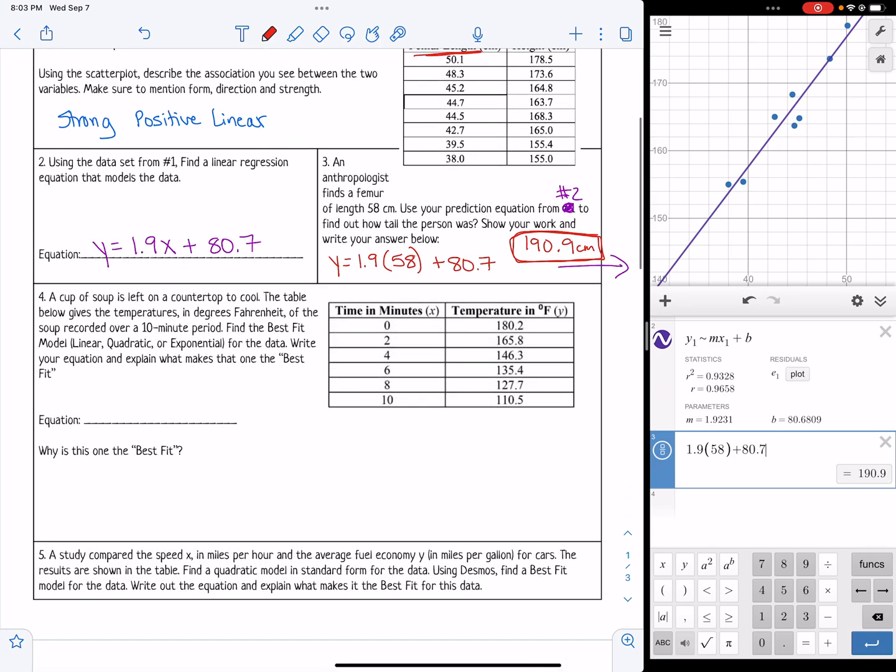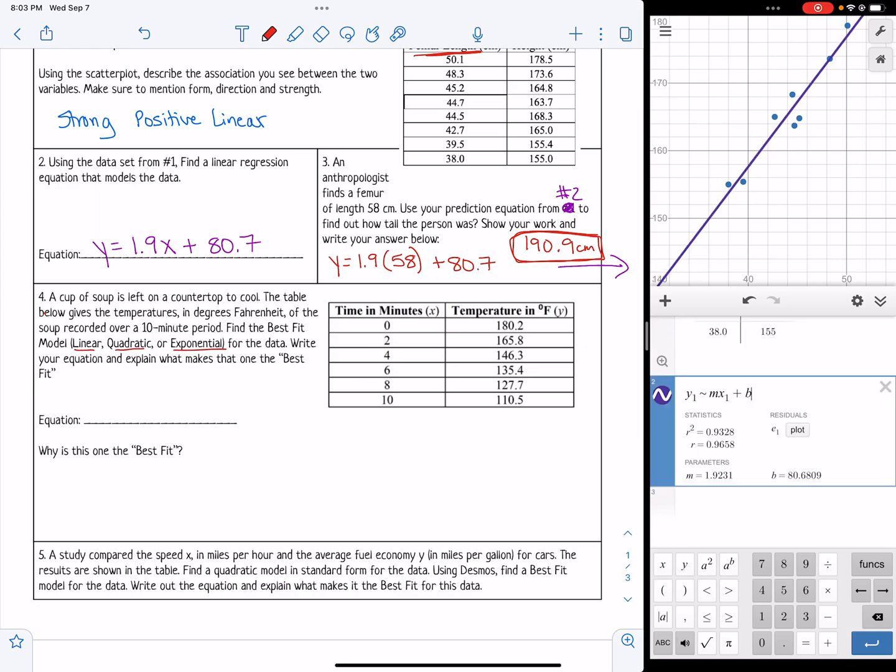Okay, number 4 says a cup of soup is left on a countertop to cool. The table below gives the temperatures in degrees Fahrenheit of the soup recorded over a 10-minute period. Find the best fit model. We're looking for, is it linear, quadratic, or exponential for the data? Write your equation and explain what makes that one the best fit.